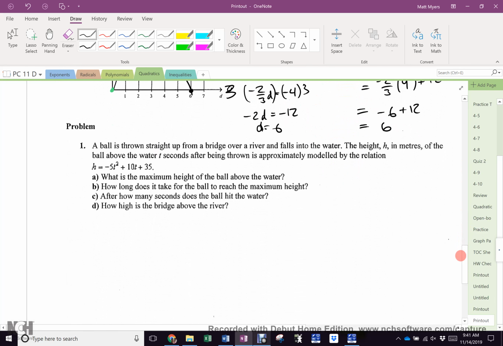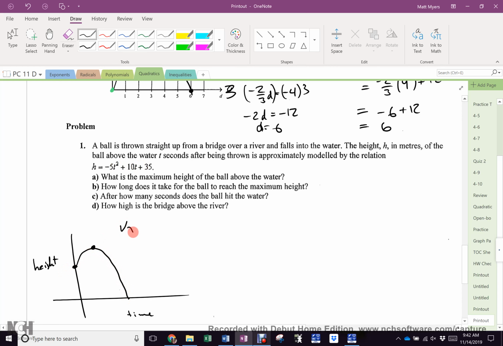And lastly, this question. I'm throwing the ball off a bridge. This is what it's going to look like. This is time, yep, time. This is height. So at 0 time, 0, 35. The bridge is right there. That's where I'm starting from. That's what it's going to look like. There's my maximum. So I need my vertex.